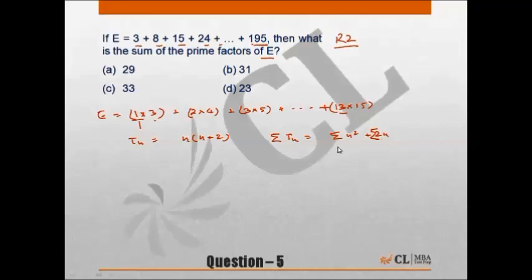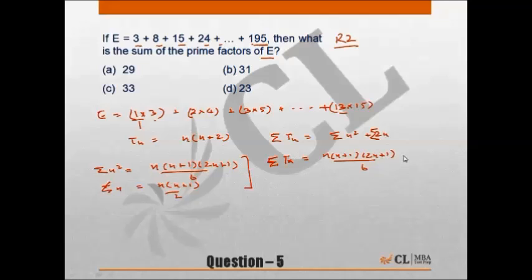Okay. So my answer will be: summation of n square is equal to n into n plus 1 into 2n plus 1 by 6, and summation of n is nothing but n into n plus 1 by 2. Okay, needs to be solved. So the summation will be equal to n into n plus 1 into 2n plus 1 by 6 plus twice into n into n plus 1 by 2.